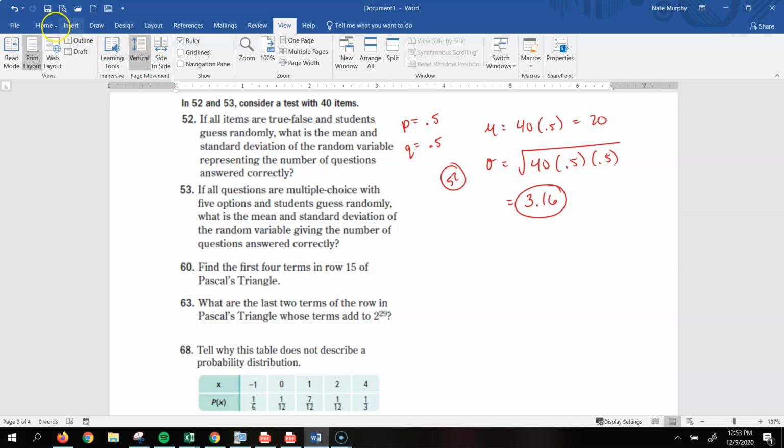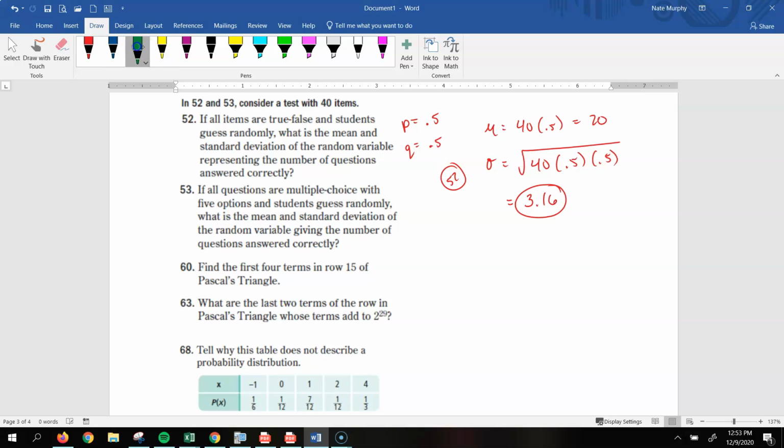Now 53, this one says, if all questions are multiple choice with 5 options, okay, so you got to be careful. Just because it's multiple choice doesn't mean it's always 4 options. And students guess randomly, what is the mean and standard deviation of the random variable given the number of questions answered correctly? Okay, so here we have a probability of success is, if there's 5 options, we have a 1 in 5 chance, or 0.2 of getting each one right. That means we have an 80% chance, or 0.8, of getting each one wrong.